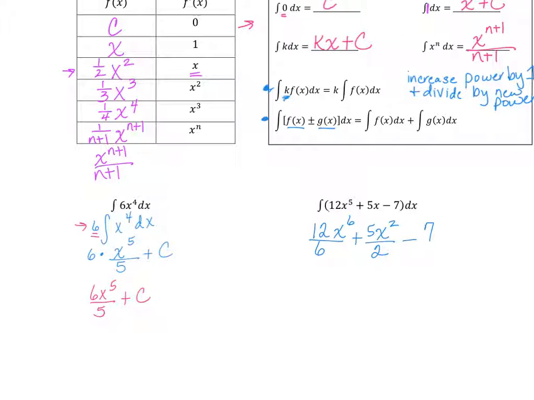I would increase the power by 1, and I would divide by the new power. And I would increase the power by 1, which of course that's really x to the 0 there. So if I increase the power by 1, I get x to the first, dividing by the new power. Can't forget the constant of integration. And then I just simplify my coefficients. So I would have 2x to the 6th plus 5 halves x squared minus 7x plus c. I cannot forget that constant of integration. Notice I don't label anything as y equals or anything like that. It's saying who is the antiderivative of this, and you just write your answer like this.